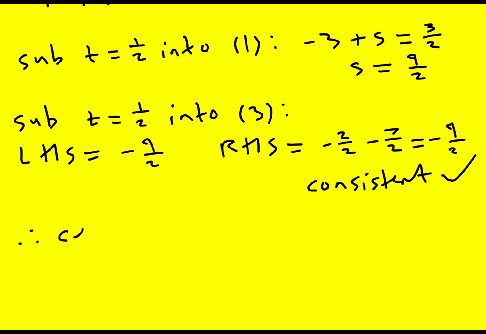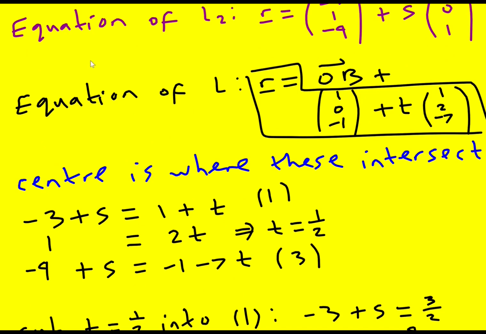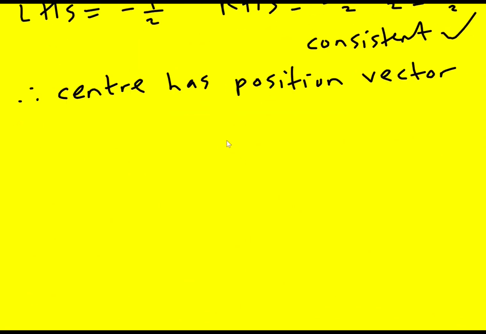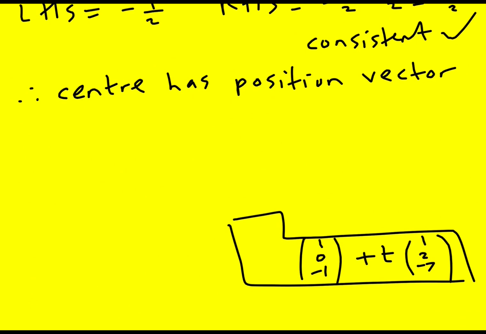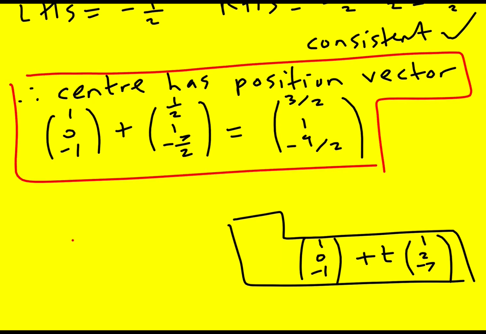Therefore, center has position vector. We can use either T or S back into one of these. So why don't I go with this one? So it's going to be 3 over 2, 1, minus 9 over 2. All right.